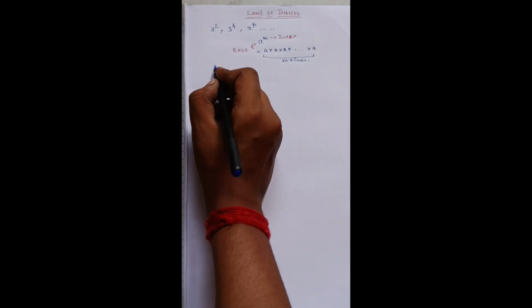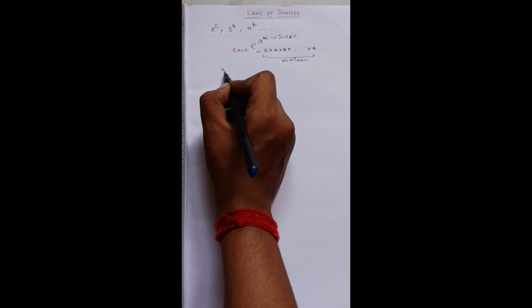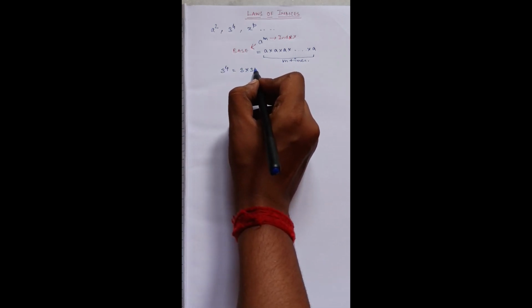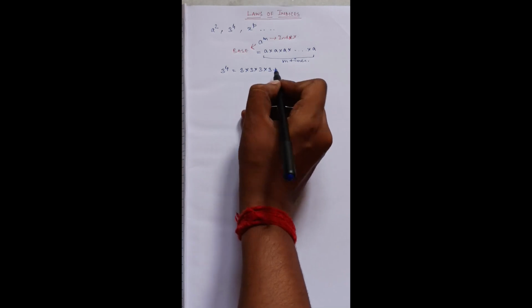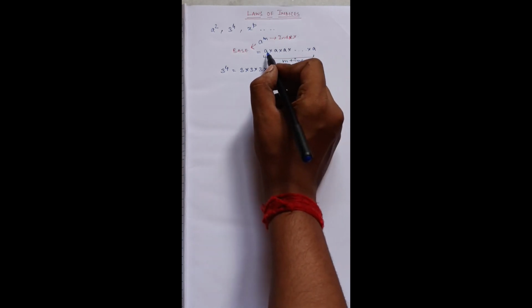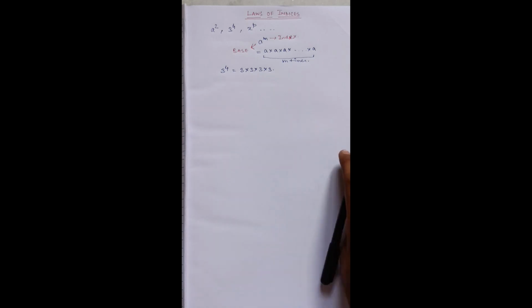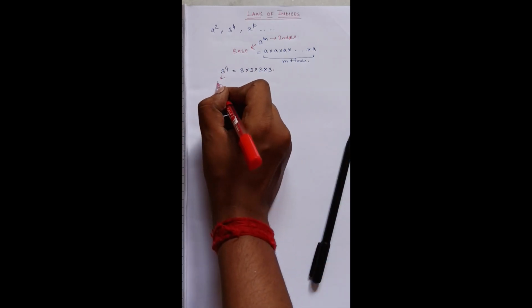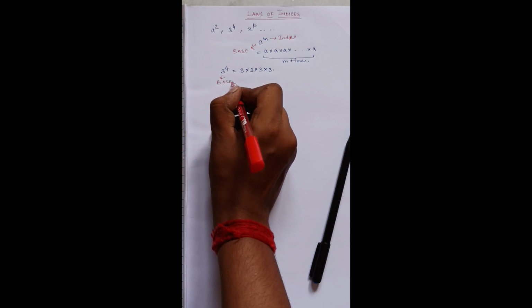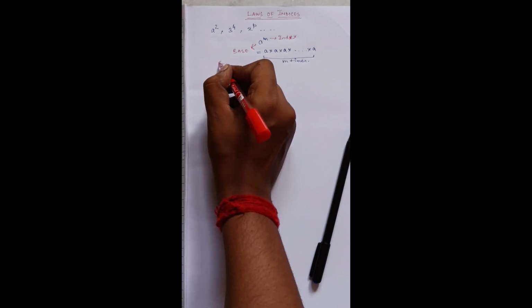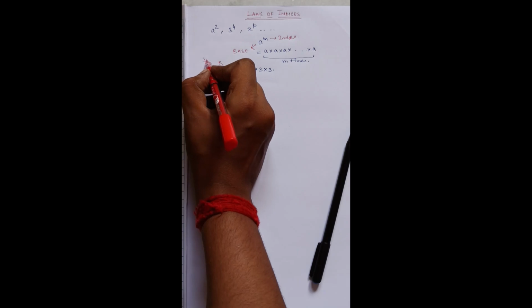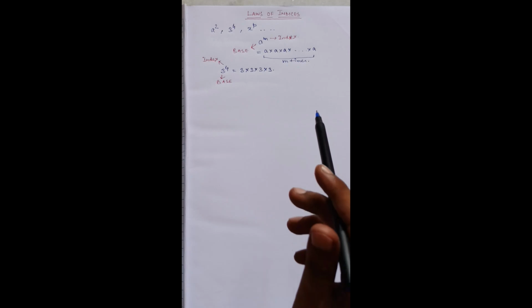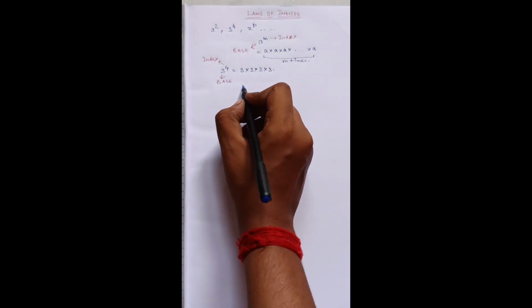Here we consider 3 to the power 4. So 3 to the power 4 means we are multiplying 3 4 times: 3, 3 and 3. So here 3 is our base and 4 is our index.